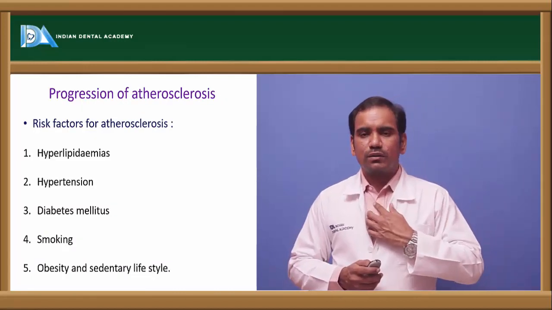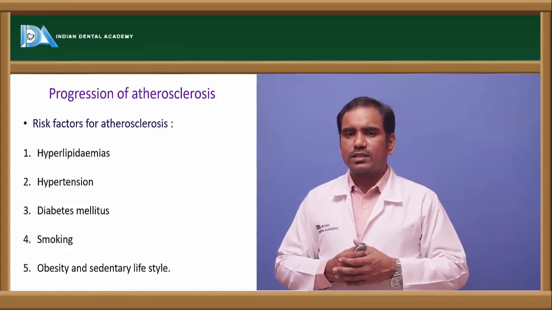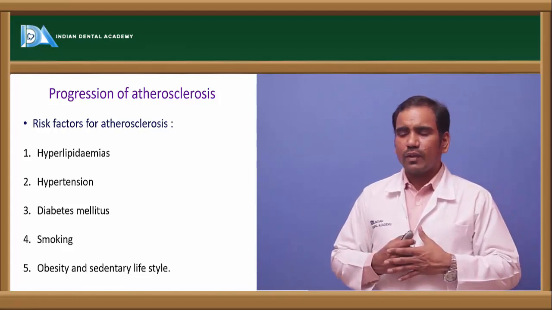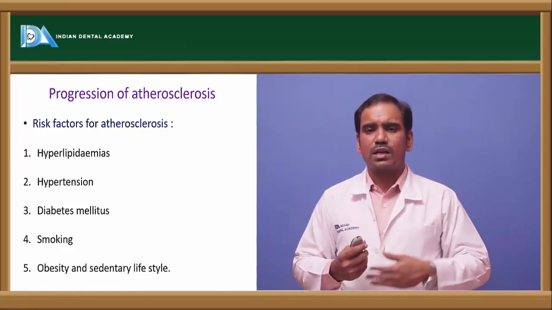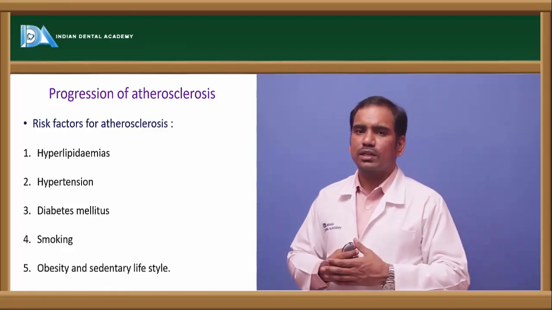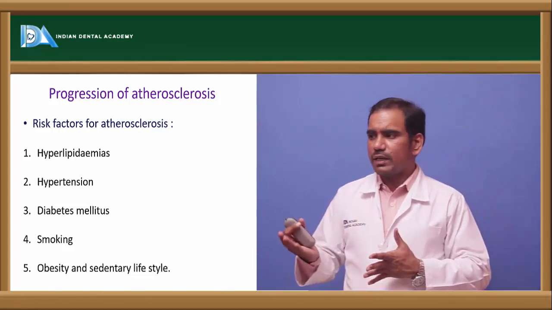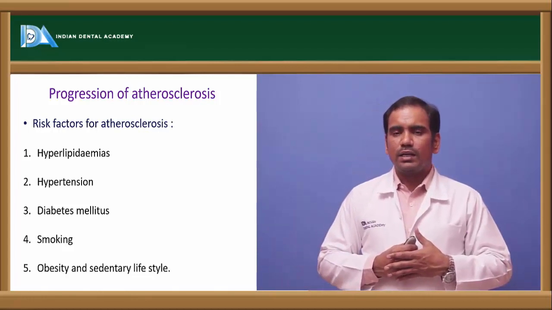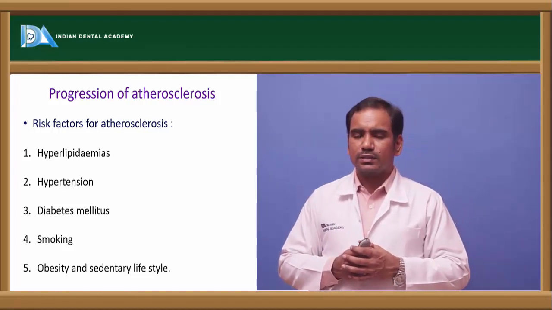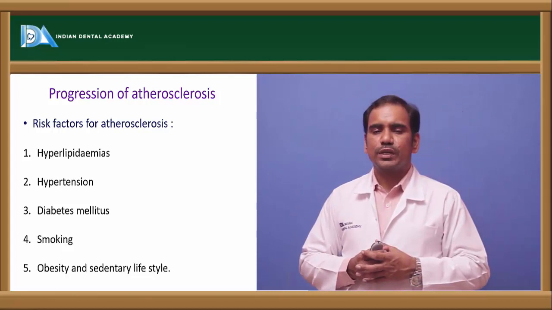Coming to the progression of atherosclerosis, how does it occur? So what are the risk factors? Risk factors of atherosclerosis are hyperlipidemia. Whenever the concentration of lipids is high, it is the main factor responsible for atherosclerosis. And hypertension, diabetes mellitus, smoking, sedentary lifestyle and obesity are the important reasons which result in atherosclerosis.